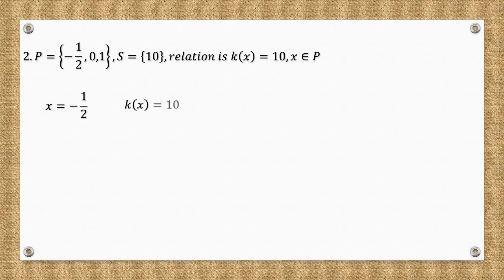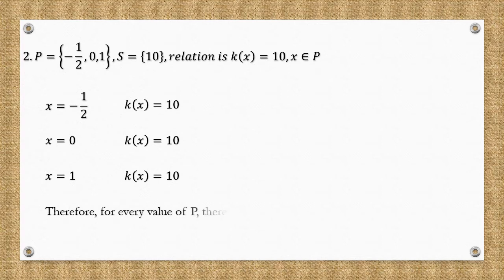But according to our function, we don't have any x in the equation itself. That means we are just going to write down 10 as it is. Similarly, when we take the second value of P as 0, we get the same answer from the function, 10. And when we take x is equal to 1, we will get something similar. That means that taking all the values of P and putting that into our relationship, we get the same answer 10, and these 10 belong to our second set S, that is 10. That means this relationship is a valid function.